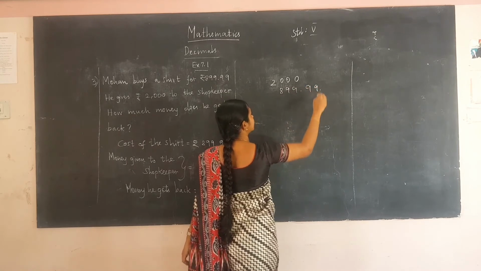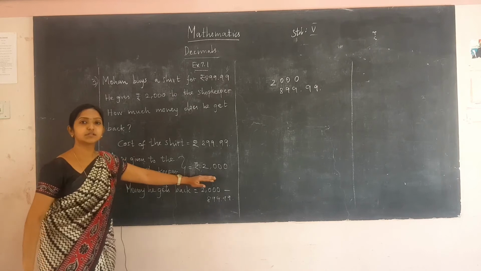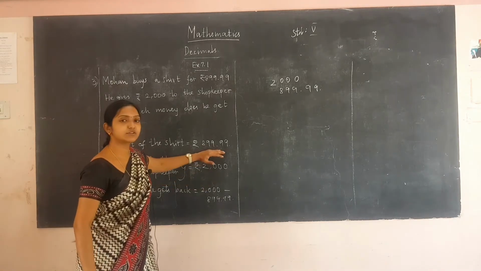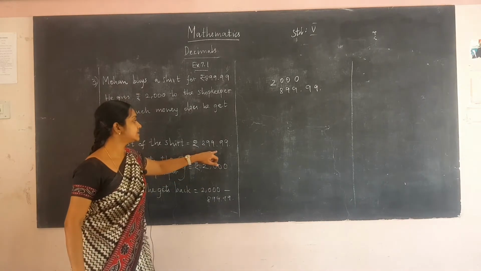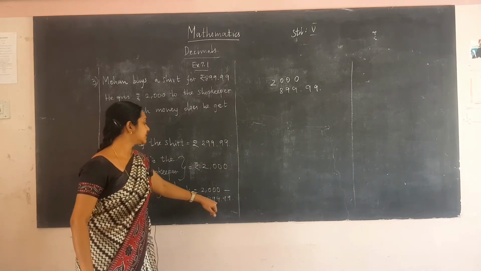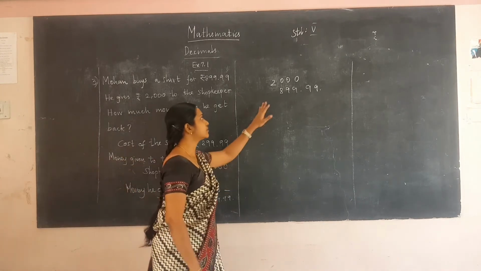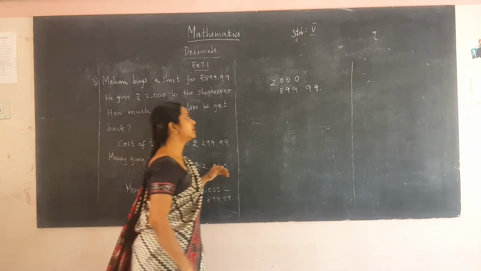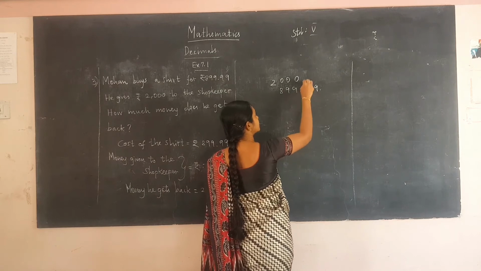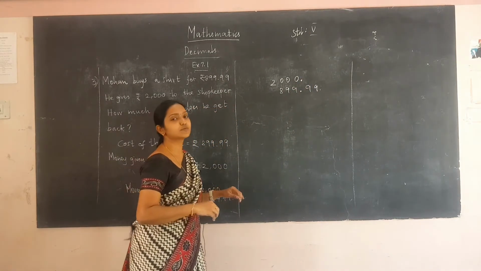$899.99. He gives 2000 to the shopkeeper and the cost of the shirt is 899.99. So we have to subtract 899.99 from 2000. In 2000 we don't have a decimal point. So you have to keep a decimal point after 2000.